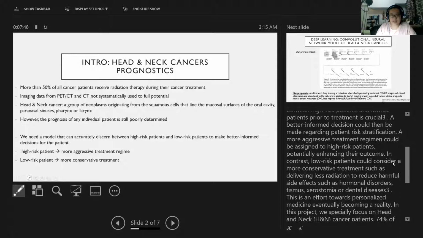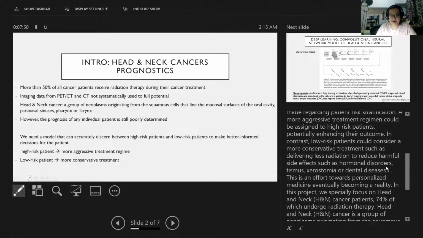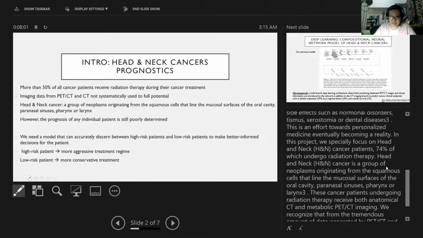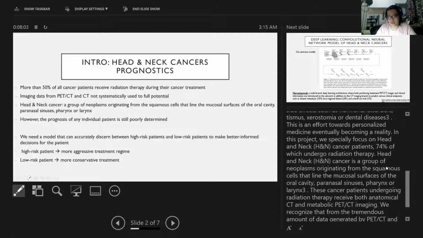In contrast, low-risk patients could consider a more conservative treatment, such as delivering less radiation to reduce harmful side effects such as hormone disorders, dental diseases, and so on. This is an effort towards personalized medicine eventually becoming a reality, to put it into big terms.